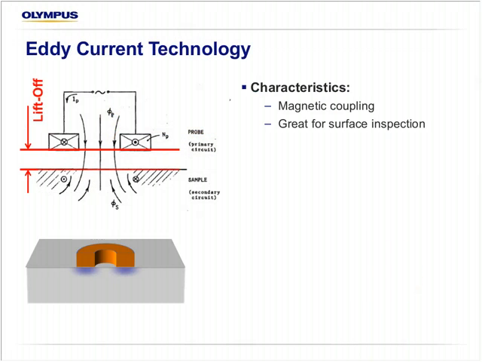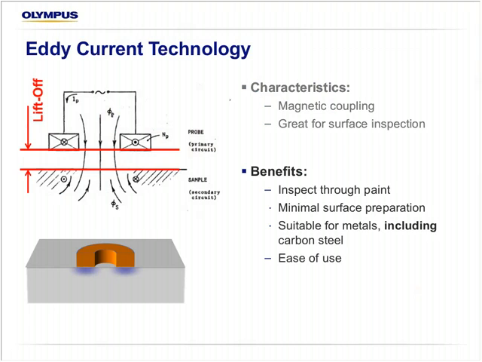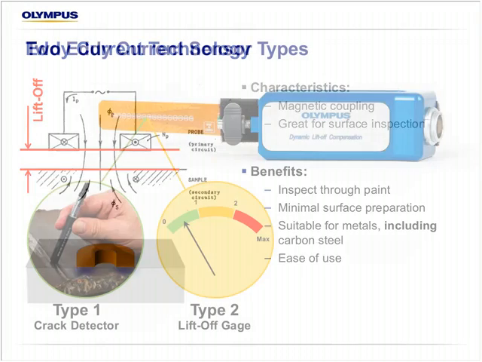The sensors are using eddy current technology. Basically, the red lines display the lift-off, the distance between the coil to the actual part being tested. And this is possible because this eddy current is using magnetic coupling, and it's great for surface inspection. The benefits of eddy current: it inspects through the paint, it requires minimal surface preparation, it's suitable for metals including carbon steel, and it's certainly easy to use.